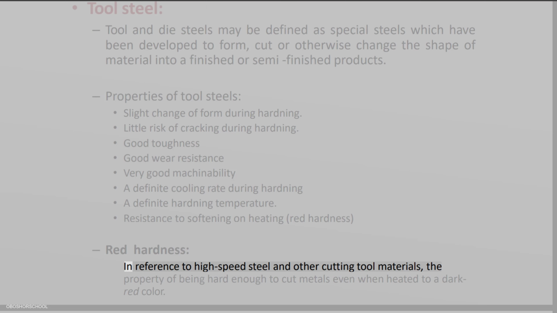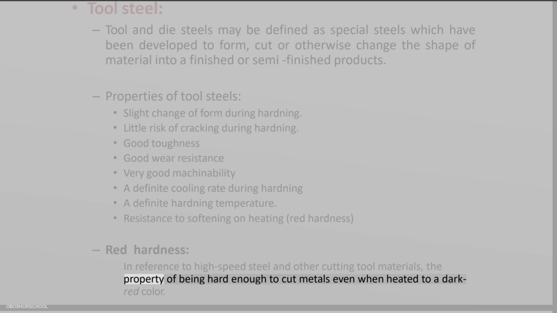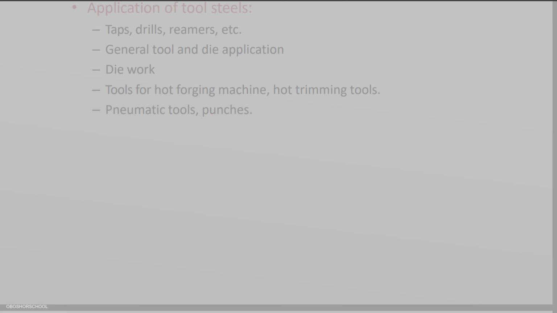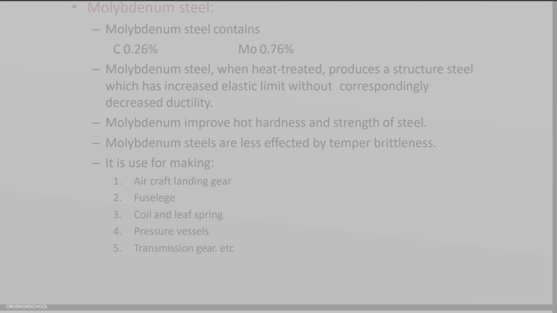Red hardness, in reference to high-speed steel and other cutting tool materials, is the property of being hard enough to cut metals even when heated to a dark red color. Application of tool steels: taps, drills, reamers, etc. General tool and die application: die work, tools for hot forging machine, hot trimming tools. Pneumatic tools, punches.